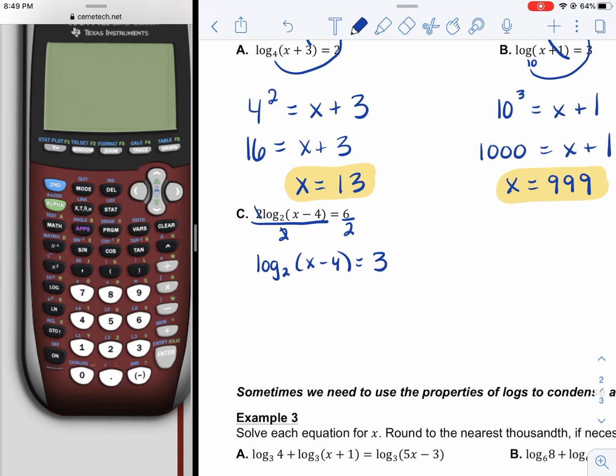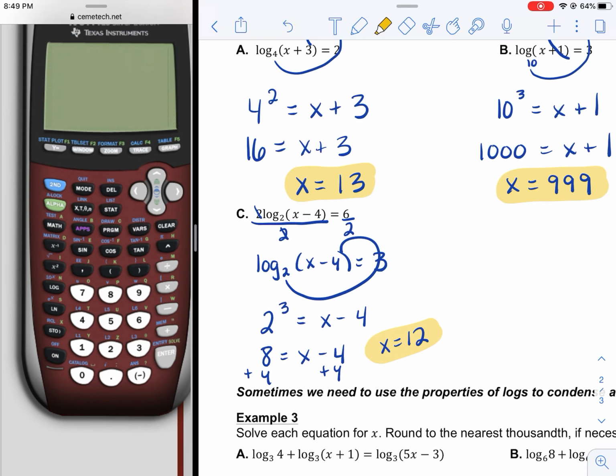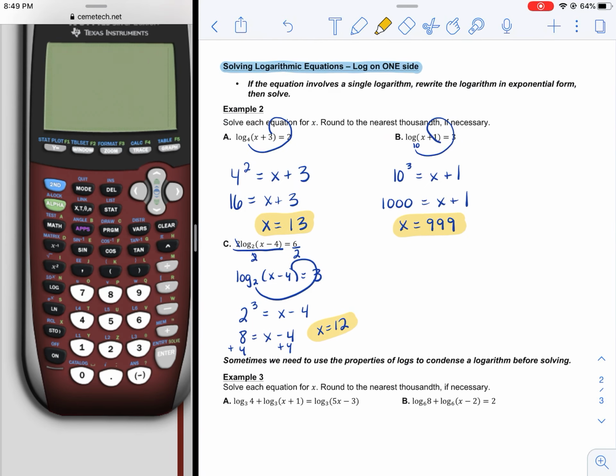I only have the log written on one side, so from here I'm going to change it to exponential form. 2 to the third equals x minus 4. And then 2 to the third is 8. And then add 4 to both sides, and so you get x equals 12. 12 minus 4 is 8, so it works. Okay, so again, the key is change the log to an exponent if you only have one log written.